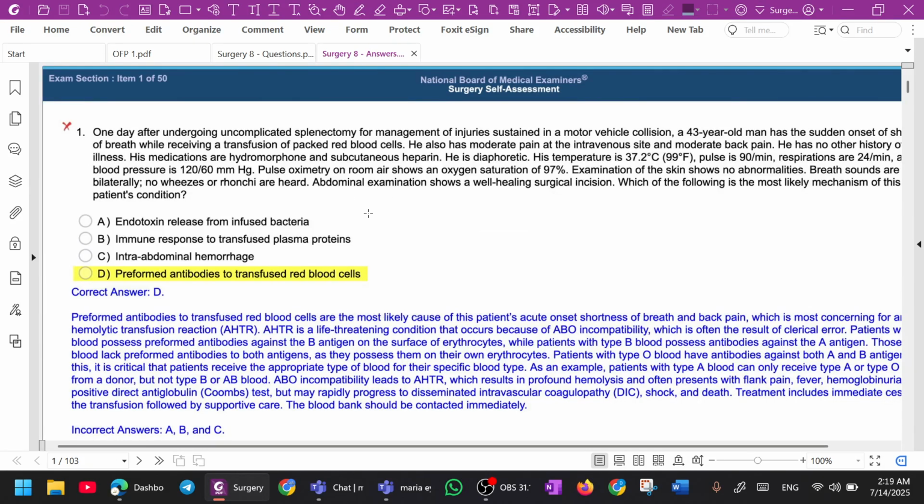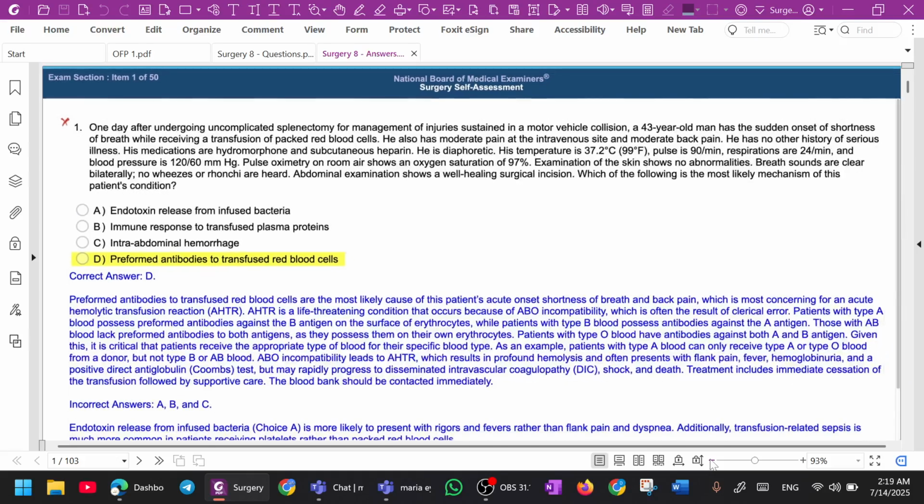Preformed antibodies to transfused RBCs are the most likely cause of this patient's acute onset shortness of breath and back pain, which is concerning for acute hemolytic transfusion reaction. This is a life-threatening condition that occurs because of ABO incompatibility, which is often the result of clerical error. Patients with type A blood possess preformed antibodies against the B antigen on the surface of erythrocytes, while patients with type B possess antibodies against A antigen. Those with AB blood lack preformed antibodies to both antigens as they possess them on their own erythrocytes.